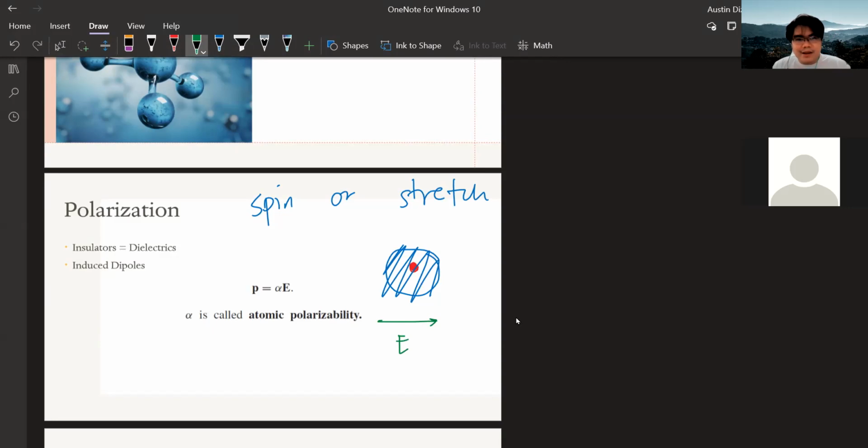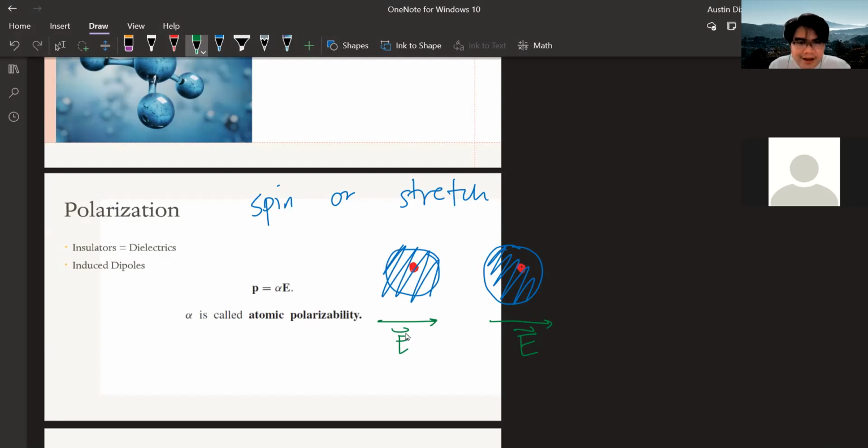So in essence, it will look like this. Notice that the positive nucleus shifted to the right, and the electron cloud shifted to the left. So what happens if I bombard this molecule with electricity, and then at some point I turn off the electric field? It will return to its normal state.